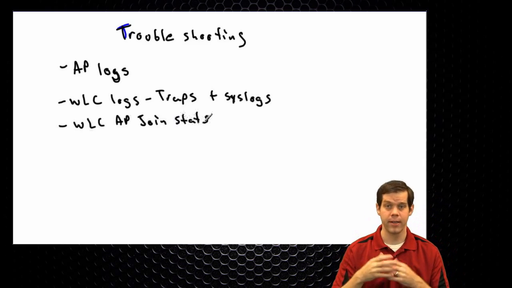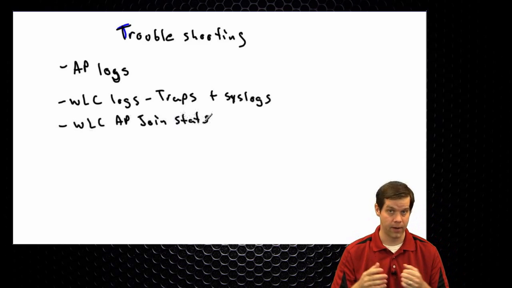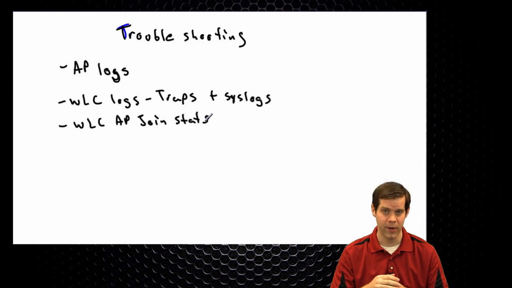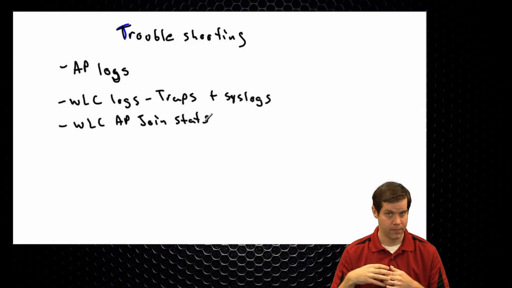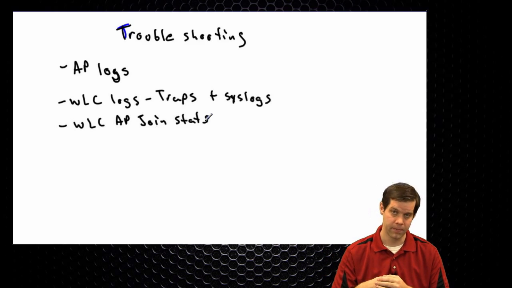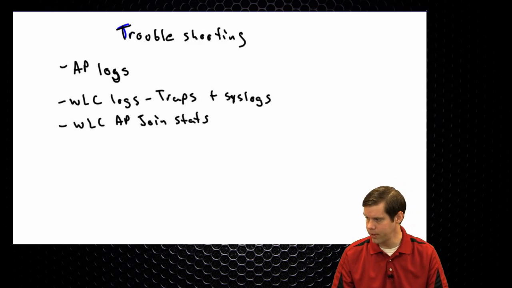Oftentimes you can start getting clues here. You might flat out see the answer in these, or you might at least start getting ideas about what might be happening. How far along in the process are we at least getting? Did we get a discovery response? Did it attempt to join? Did we get a response back? Things like that. For the AP logs, I'm normally just looking at it in the console. But in the controller logs, I'll show you the two places I want to look.